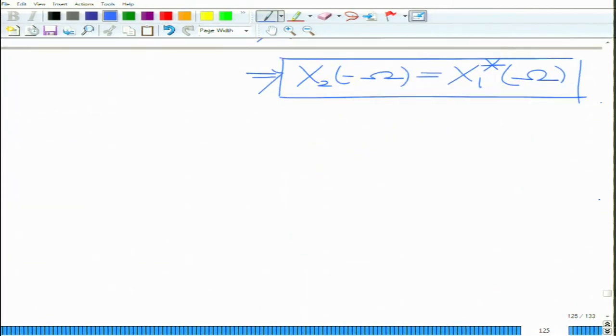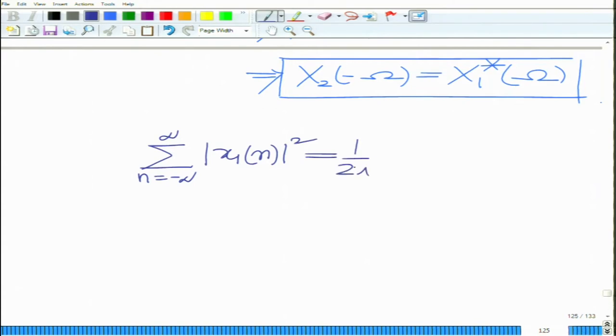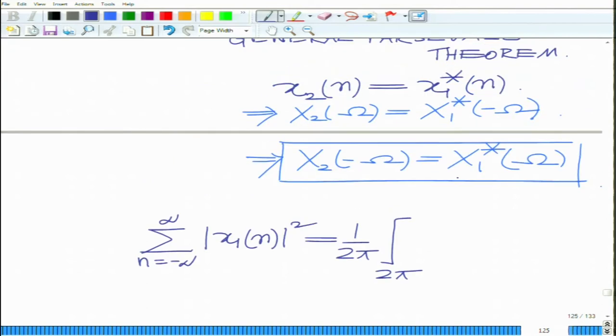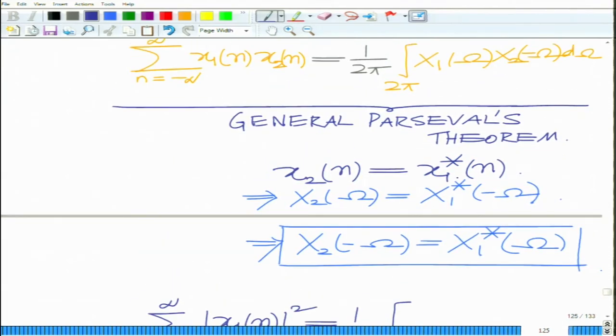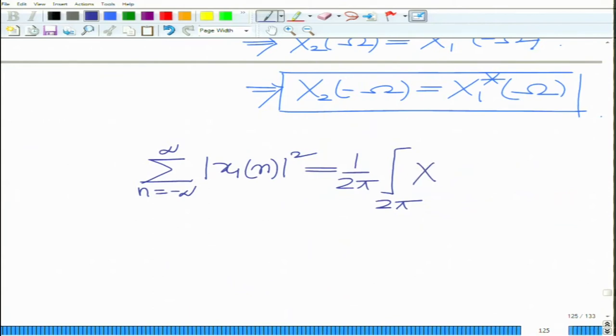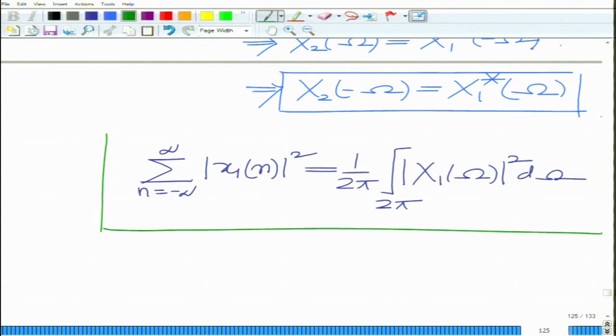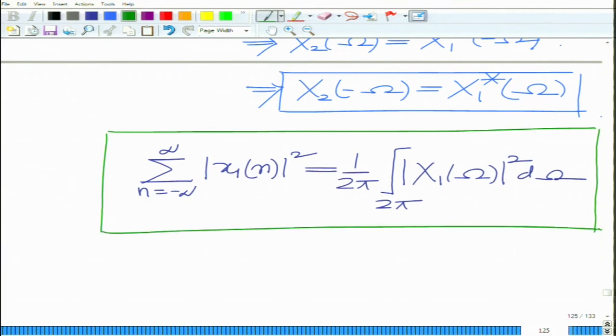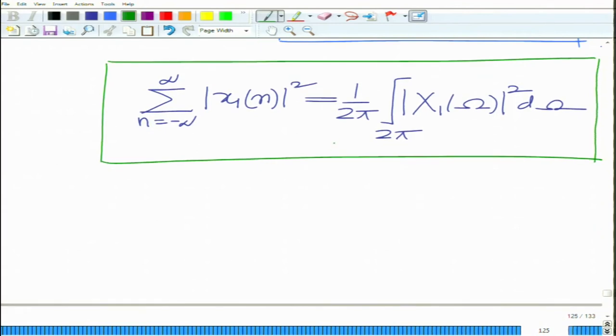So, if you substitute x2[n] equals x1 conjugate of n, on the left hand side we have summation x1[n] into x1 conjugate[n], that is magnitude x1[n] whole square. That is equal to 1 over 2 pi integral over 2 pi X1 of omega into X2 of minus omega, which is X1 conjugate of omega, that is magnitude X1 of omega square d omega. That is the sum of the energy over one period. In fact, this is not the energy, but you can think of this as the power, because you are dividing by 2 pi. So, you can think of this as the power of the DTFT.